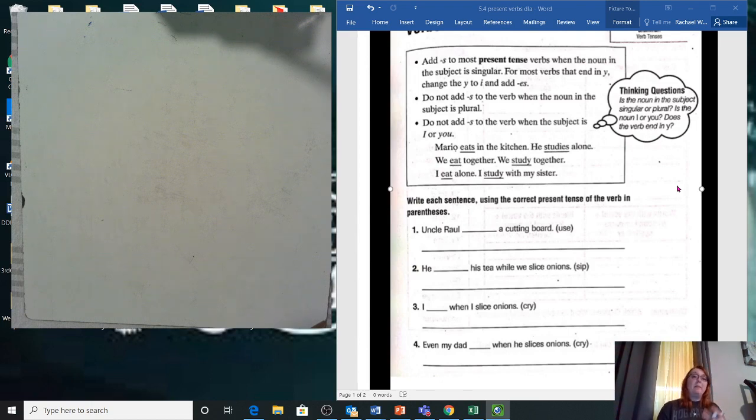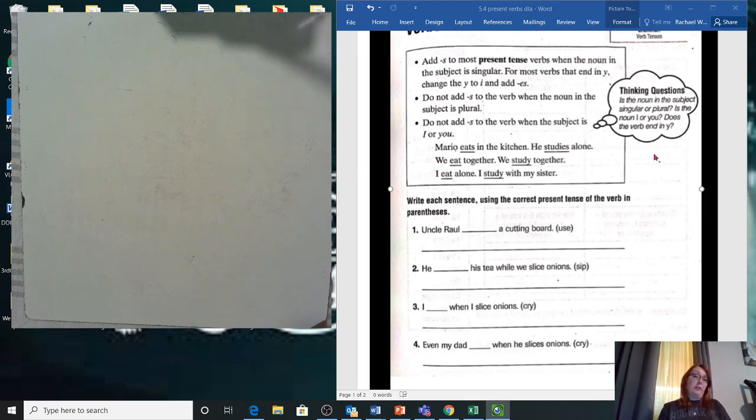So we're going to keep adding on to our knowledge of verbs in present tense, but we're going to work mostly on where do we add an S, where do we add ES, and where do we add IES. This is going to depend if the subject, if the noun of your subject is singular or plural. So look at the text box right here. It says to add an S to most present tense verbs when the noun in the subject is singular.